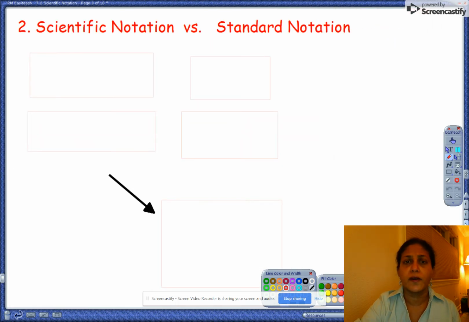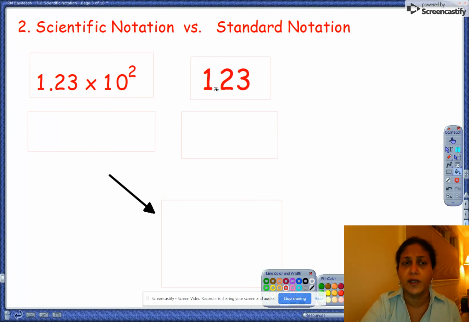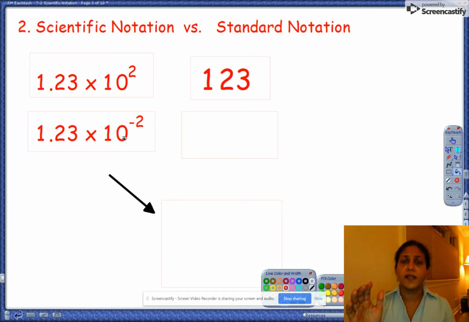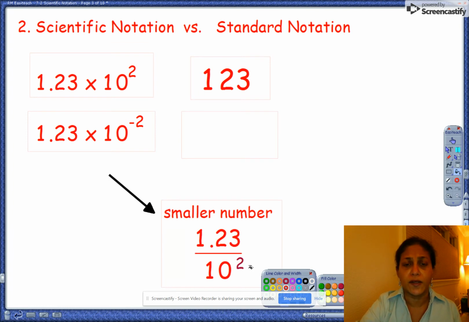So here are some simple numbers that you're probably used to seeing. If this is in scientific notation, then to put it in standard notation, all you have to do is multiply it out by 10 to the second, which is 100. So the standard notation is 123. On the other hand, if it's 1.23 times 10 to the negative second, this time you have to actually divide the number by 10 to the second. So the decimal will shift to the left, making the number a smaller number. It'll shift 2 places to the left.